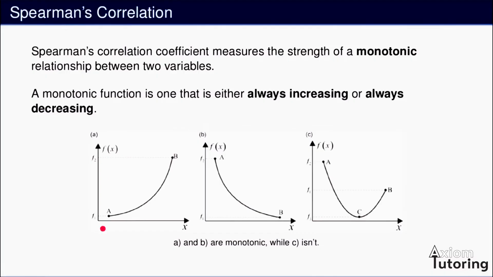So if we have a look at the first function, for instance, we can see that it's not linear. There's no straight line that can connect all the points, but it is always increasing. Similarly, for function f2, we can see that it's always decreasing. Whereas the third function is first decreasing and then increasing, which means that it's not monotonic. And for Spearman's correlation, we'll have a measure of whether the relationship between x and y is monotonic.